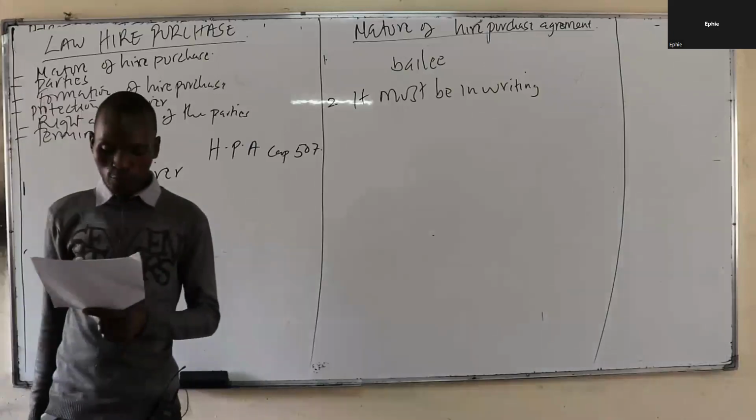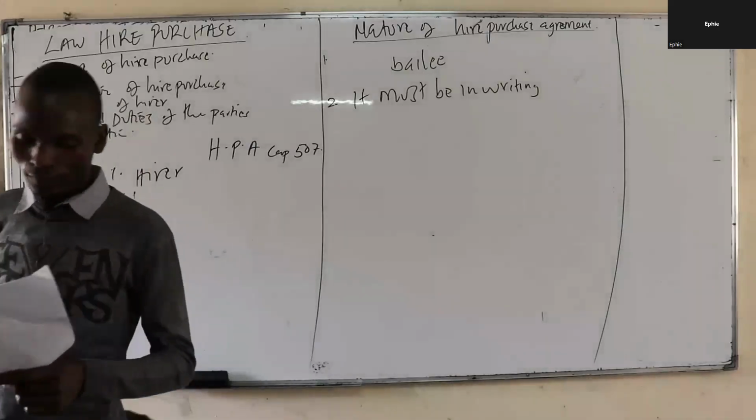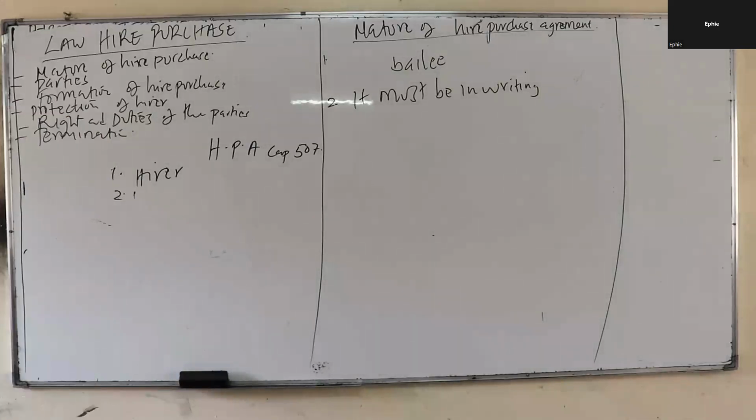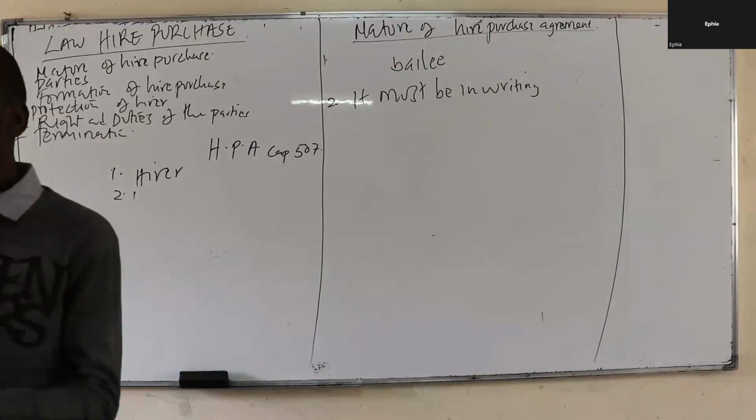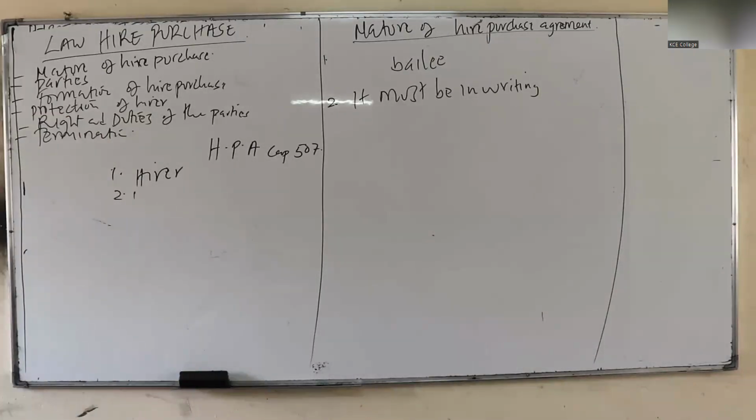Number four, the property in goods passes to the hirer when he pays the hire purchase price in full.